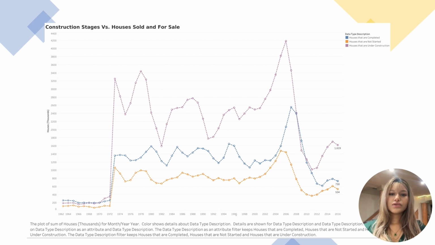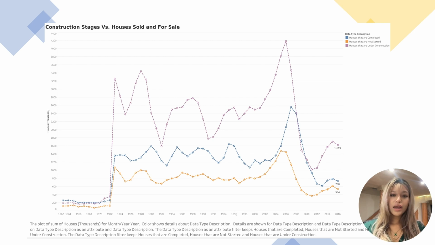This chart shows the trend in houses sold, houses for sale, and construction stages, homes not started, under construction, and completed, over time, as you can see on the right side with the colors indicating which stage it is in. In the 1970s, we see a rise in construction and sales driven by suburban expansion and population growth. The early 1980s recession caused a sharp dip in both sales and construction due to high interest rates reducing affordability.